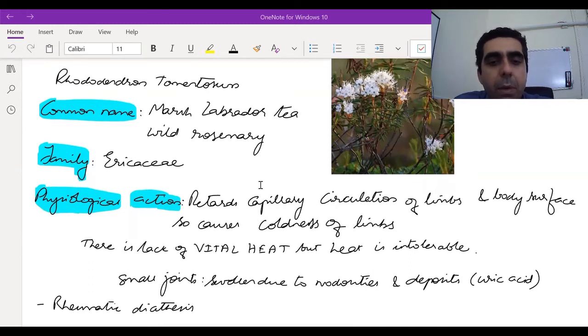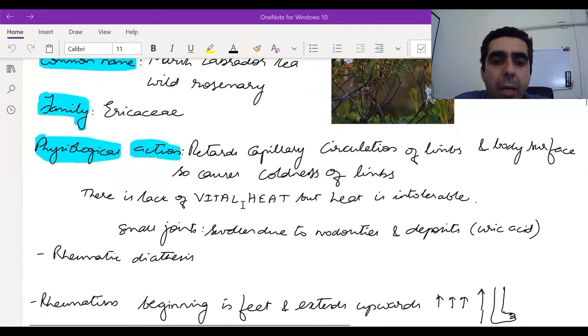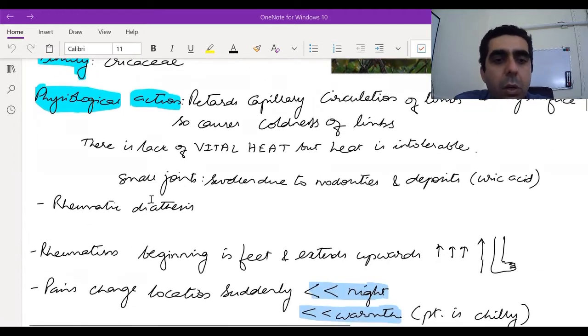And because of the same reason, there is lack of vital heat, but the patient cannot bear heat. This is very characteristic of Ledum. The surface of the body is cold to touch, the patient is chilly, but he cannot bear the warmth in general. Also, another action of Ledum is on the joints, mainly the small joints.